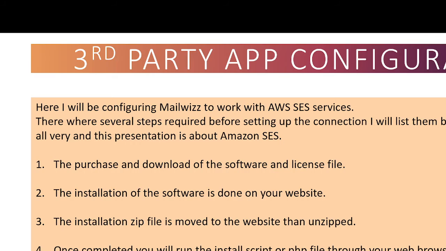Step number 5, after the installation, you will go to the MailWiz dashboard and it will walk you through the configuration setup. Step number 6, you will need to provide access to your Amazon SES service here. Step number 7, you will need to create an SMTP user in your Amazon account to provide access. These are the 7 steps that need to be followed.